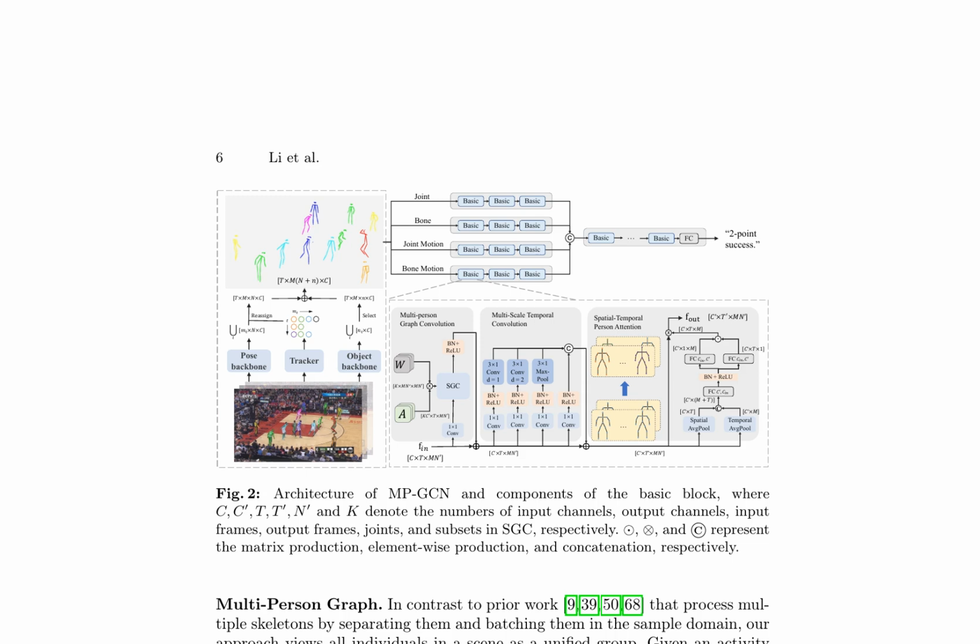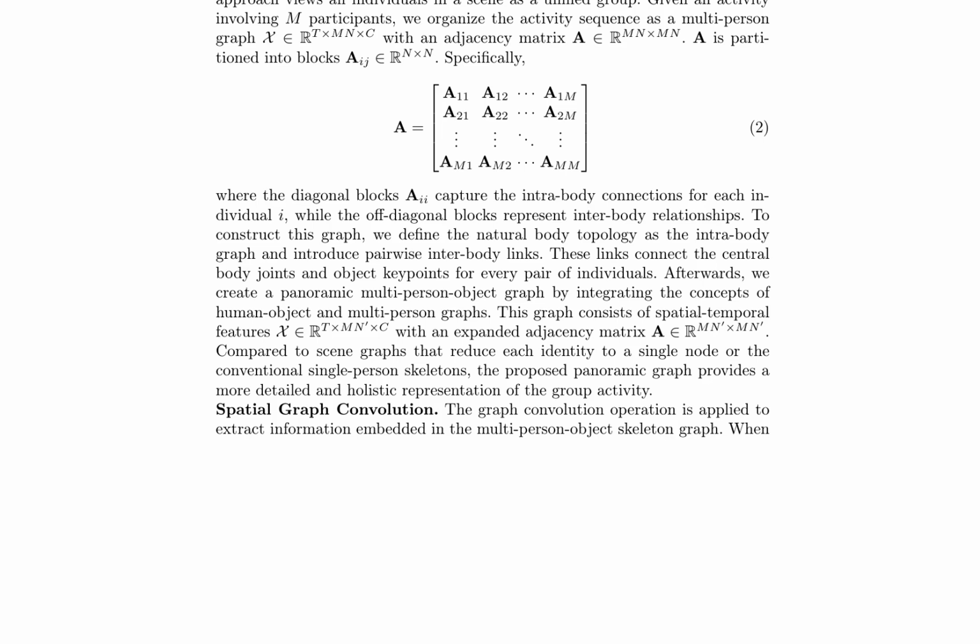A multi-person graph is introduced, viewing all individuals in a scene as a unified group. This graph is represented by an adjacency matrix, where diagonal blocks capture intrabody connections and off-diagonal blocks represent interbody relationships. The graph is constructed by defining the natural body topology as the intrabody graph and introducing pairwise interbody links. The authors then create a panoramic multi-person object graph by integrating human object and multi-person graphs.